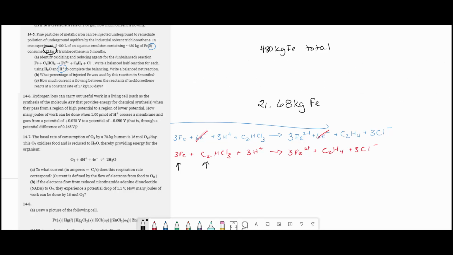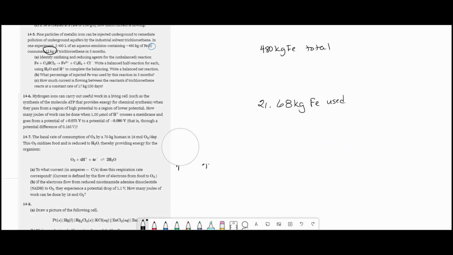So the question asks, what percentage of injected iron was used? So this is what was used. I'm going to divide that by the total injected, which was 480, and multiply all of that by 100. And I get 4.5% was used. Now, I did use 2 significant digits there because all of my measured quantities provided up here were also 2 significant digits.